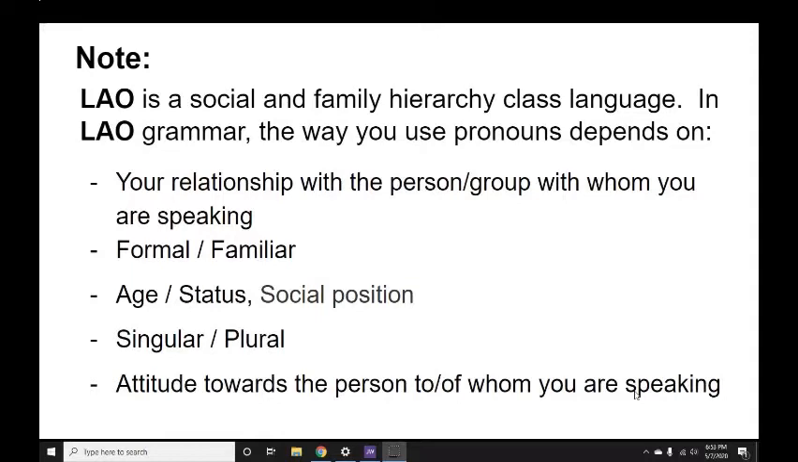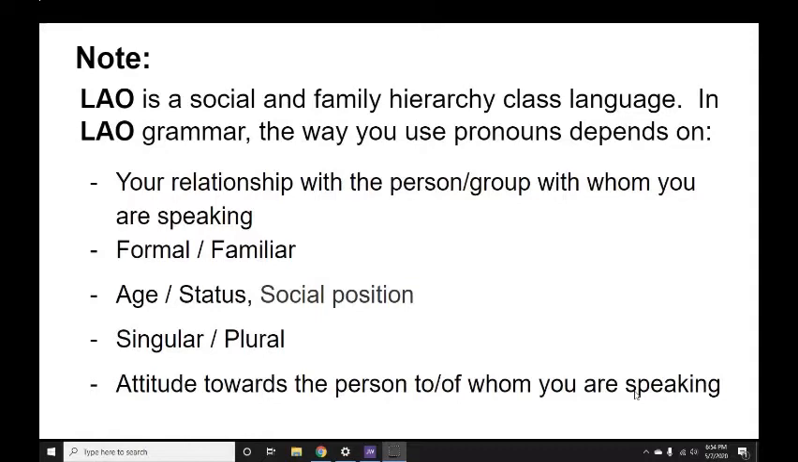The pronoun may depend on whether it's a formal or familiar relationship. Is it someone like your peer? Is it a guest that you know very well? Is it a judge? Is it a police officer? Okay. Is it a stranger? Okay. With those 3, you're going to have a formal relationship. With someone that you know very well, it's a familiar relationship.